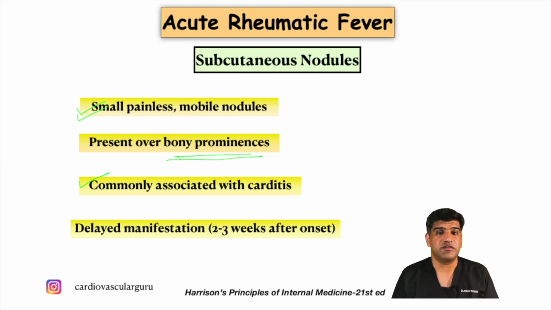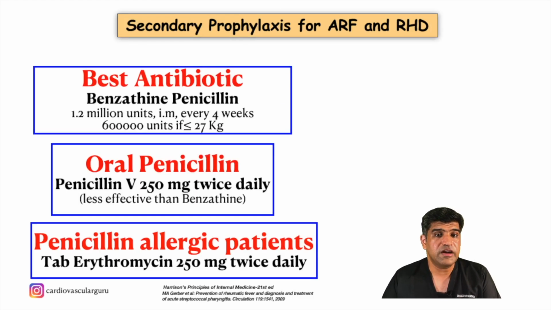The treatment of acute rheumatic fever is simply supportive. You give NSAIDs for pain, the fever is controlled by antipyretics and other supportive measures. The most important part in the treatment of acute rheumatic fever is the prophylaxis, so that the rheumatic fever does not occur again in the same individual. So what are the drugs for the secondary prophylaxis of acute rheumatic fever? The best antibiotic for secondary prophylaxis is benzathine penicillin. Benzathine penicillin 1.2 million units to be given intramuscularly every 4 weeks. For those patients who are less than 27 kilograms, the dose is 600,000 units, that is 6 lakh units of benzathine penicillin, to be given intramuscularly every 4 weeks.